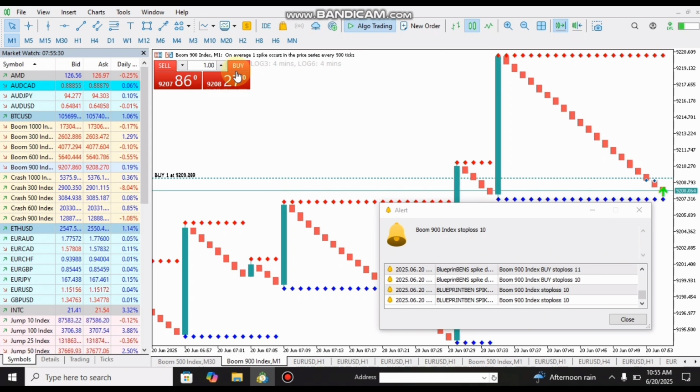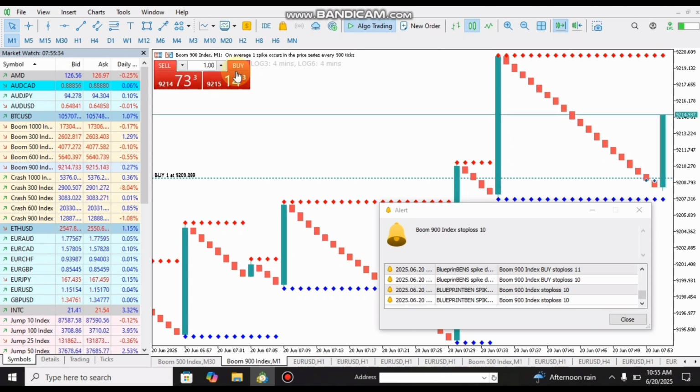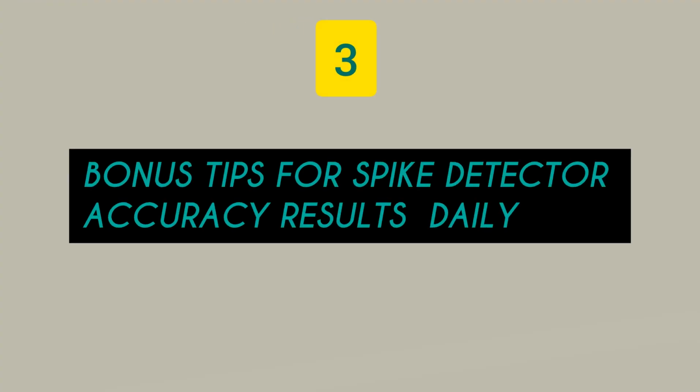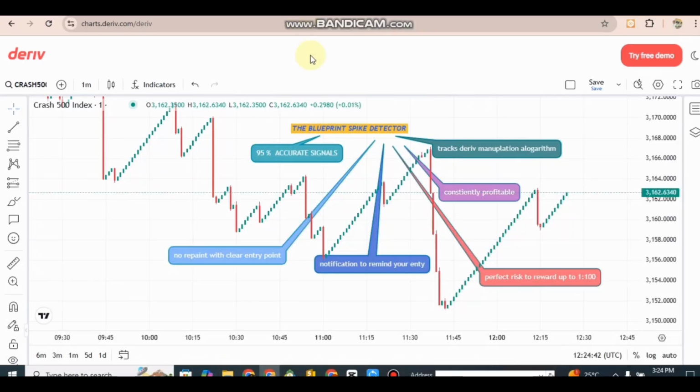So this is Boom 900. You can see it updates the stop loss to 10 candles and it is a spike. So this we can call a sniper entry. The last bonus tip can help you to stop blowing accounts in the live. And finally, let's check the bonus tip about the spike detector.